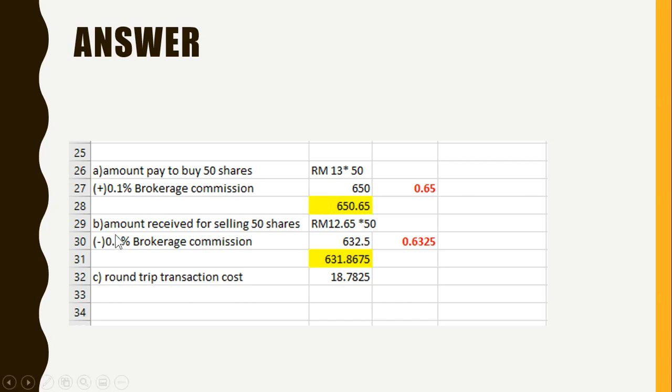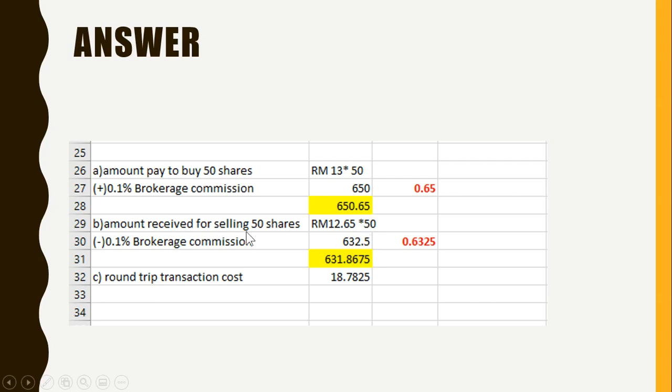B. What amount will you receive for selling 50 shares? The selling price is 12 ringgit 65 cents times 50 shares. So we will get 632 ringgit and 50 cents. But you have to deduct another 63 cents because of the commission. So this figure minus this figure, you will get 631 ringgit and 86 cents. This is the money you will get after you sell your 50 shares.